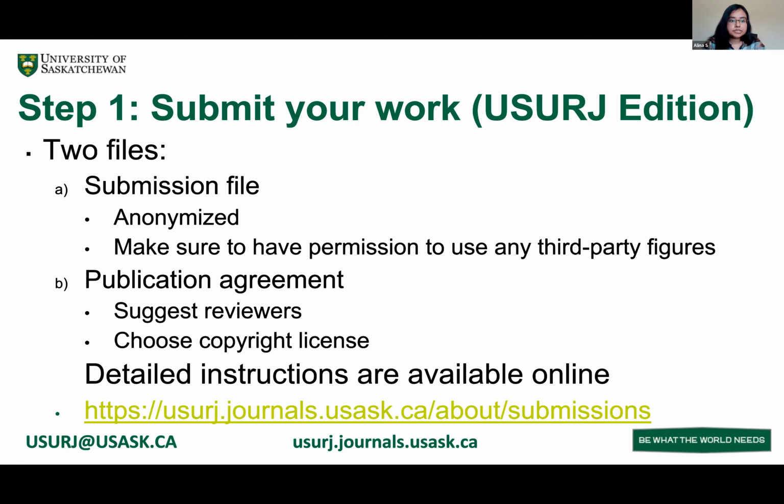So for USURJ, you need to submit 2 files. The first is a submission file. Again, this is the paper you want to publish. When you're submitting your submission file, make sure that it is anonymized. So you have to make sure that there are no names or any sort of identifying information that could compromise the double-blind peer review process. And you also have to make sure that if you use third-party figures in your paper, you have written permission from the original copyright holders to use those figures. By third-party figures, we mean any figures that were not produced directly by you.